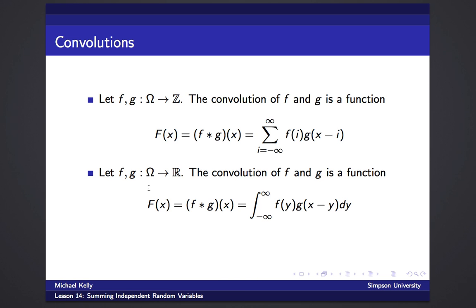We can do a similar thing if the functions go to the real numbers. If we have functions on R, then f star g of x is going to be the integral, rather than the sum, of f of y g of x minus y dy. And again, you're plugging x into the function, and so the sum of the two parameters in f and g is always fixed to be x.